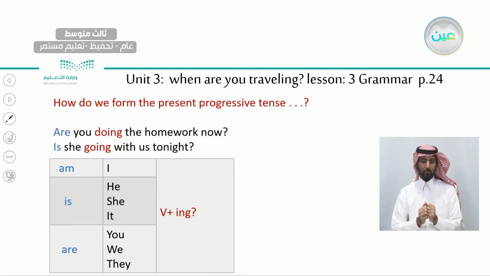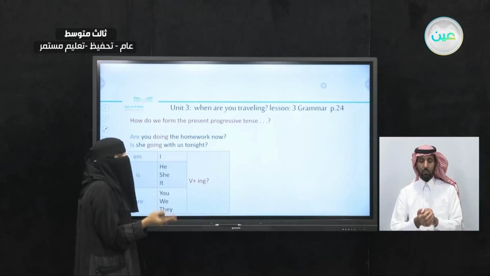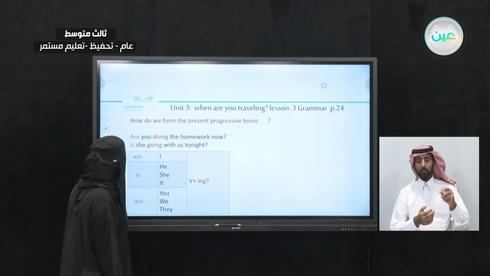What about the yes-no questions? The yes-no question, it's the same. Instead of having the subject in the beginning, with the yes-no question we put the verb to be in the beginning, then the subject, then the verb ing. For example, are you doing the homework now? Is she going with us now? The answer will be yes, she is. No, she isn't. Or yes, he is. No, he isn't. Okay?